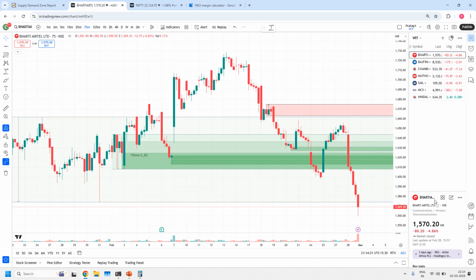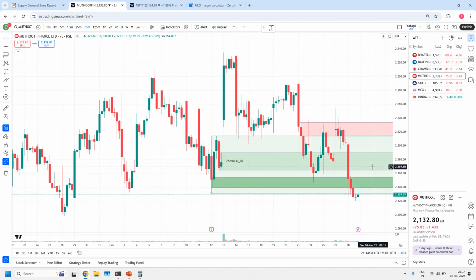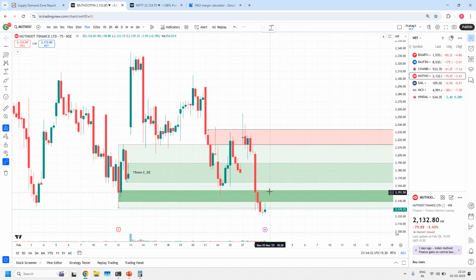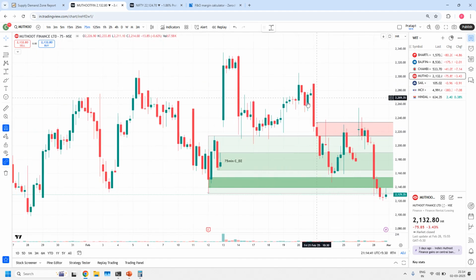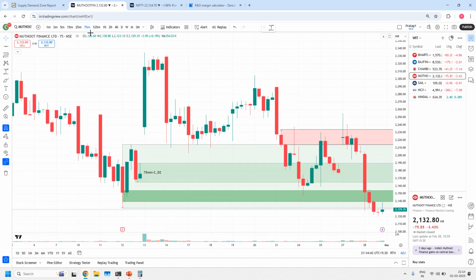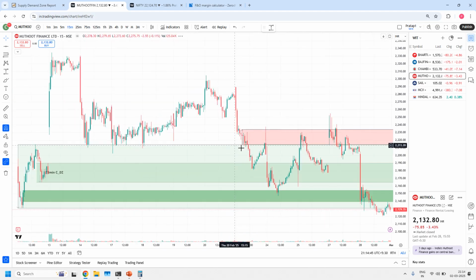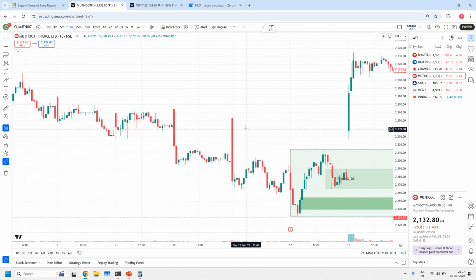What about the remaining ones? Remaining 3. As per the lesson 16 concept, you know those zones will be violated. Look into the Muthoot. Drop base rally. This is how our software shows a C_DZ high liquidity zone, drop base rally. Go to the 15 minutes time frame. See the 15 minutes time frame.